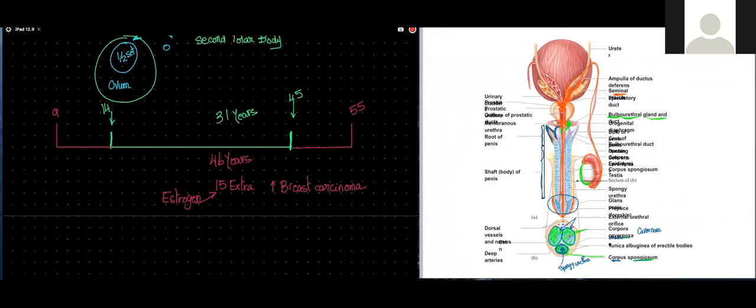Another 5 stars diagram would be a diagram showing the relationship between the urinary bladder, the penis, and the different parts of the penis, along with the different glands associated with the male reproductive system and different parts of the urethra. This is a 5 stars diagram.